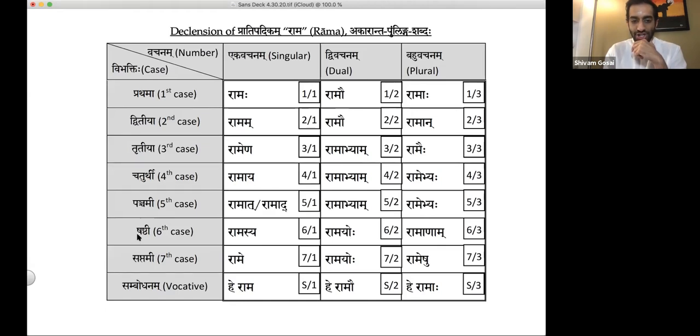Okay, so this is called Shashti Vibhakti. So Shashti. Your tongue has to go up. Shashti Vibhakti Ramasya Ramayoho and Ramanam. So when we're making 6-1, let me see if I can do something back in.